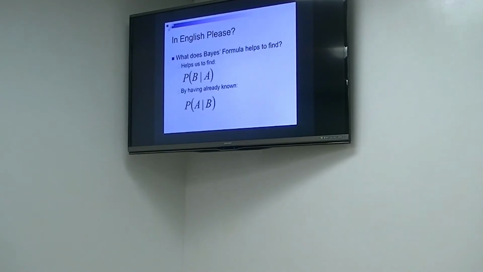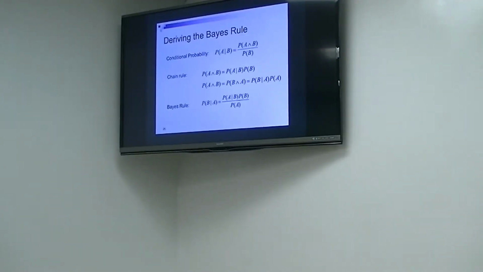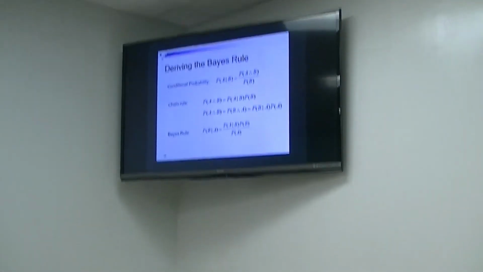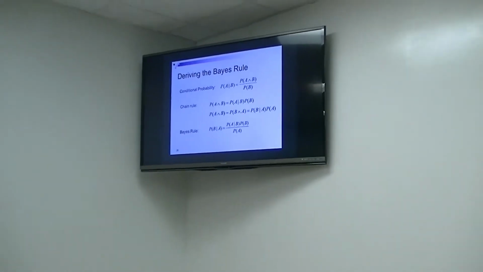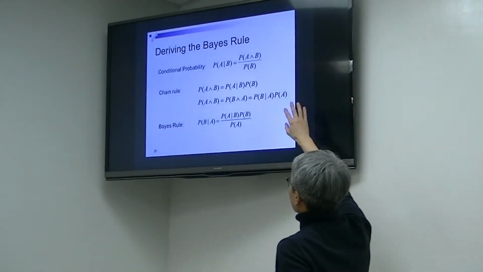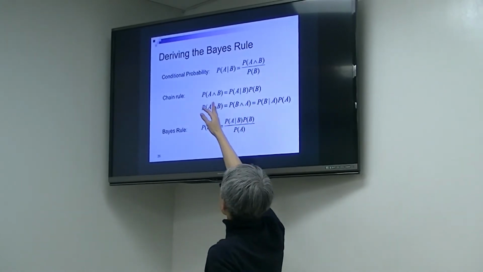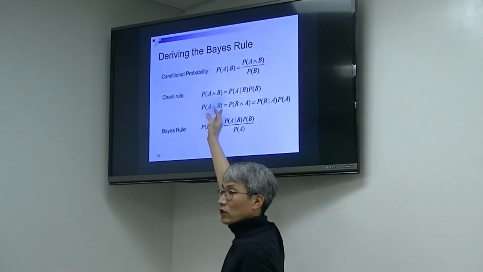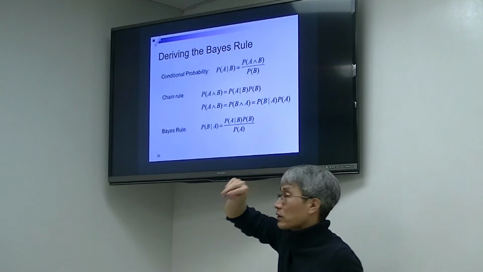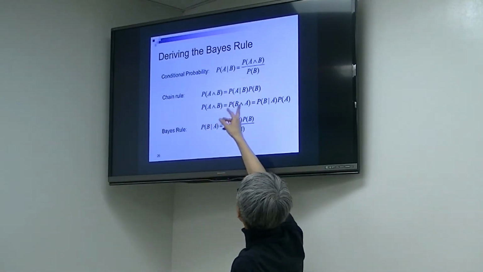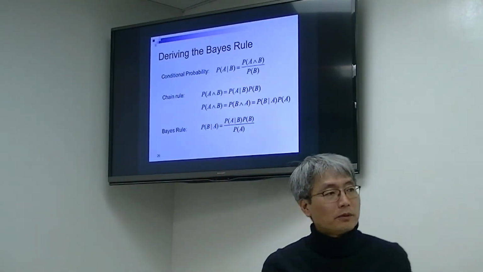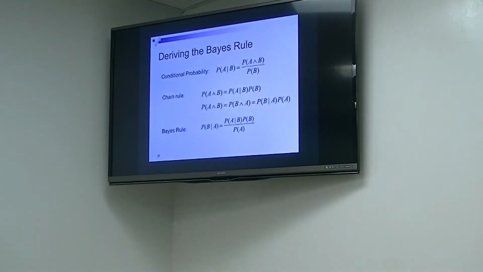Then we reach up to this from the conditional probability, and the chain rule is nothing different. It's nothing special. It's just the A intersection B, which can be used for the proof of the Bayes rule. Okay.